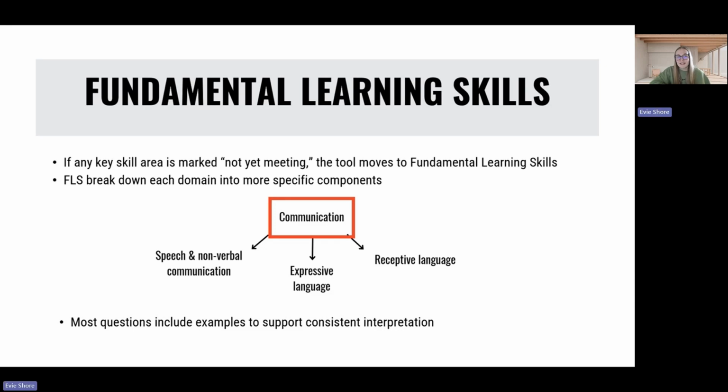If a key skill area is marked as not yet meeting that expected level of development, the tool then branches further to more specific detail around fundamental learning skills. These break down each domain into more specific components. So here, in this example, you've got communication.